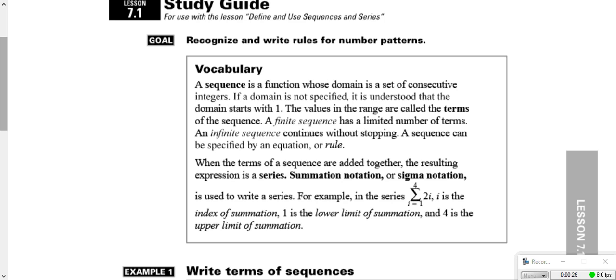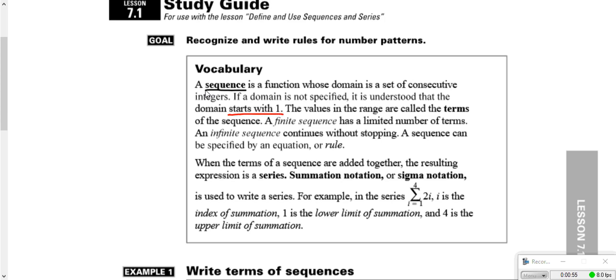So this is section 7.1. We are talking about sequences. Now, a sequence is a pattern, for lack of a better term, and we're talking about a sequence of numbers that have a pattern. In our vocab here, it says a function whose domain is a set of consecutive integers. The domain typically starts with a 1.